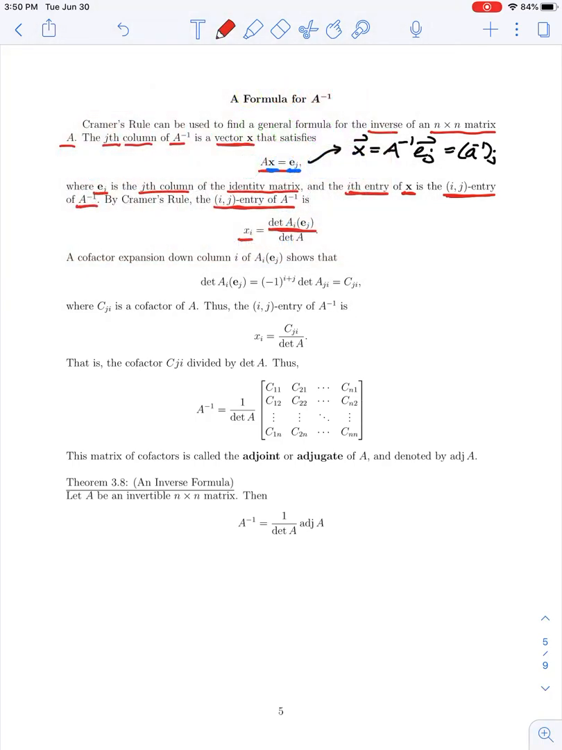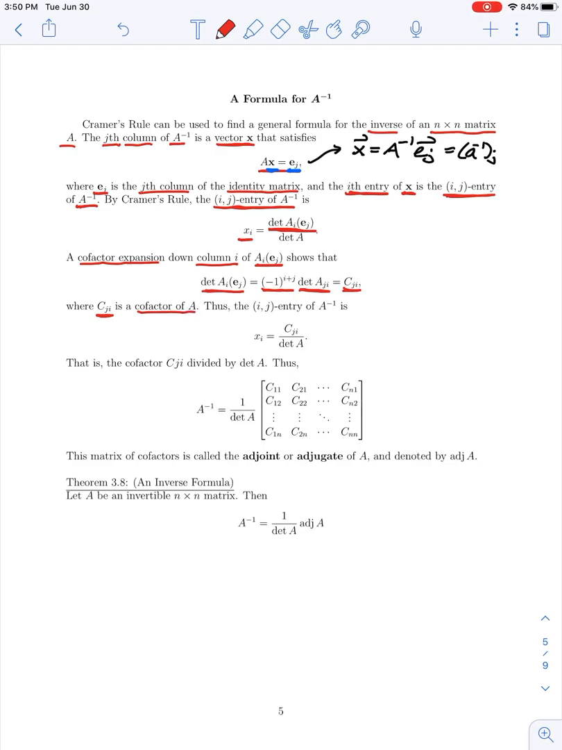So if we make use of a cofactor expansion down column i of the matrix A sub i of Ej, so here column i is exactly the vector Ej, then we find the determinant of A sub i of Ej is negative 1 to the i plus j power times the determinant of A sub ji, which is exactly the definition of the cofactor of A, the ji cofactor of the matrix A.